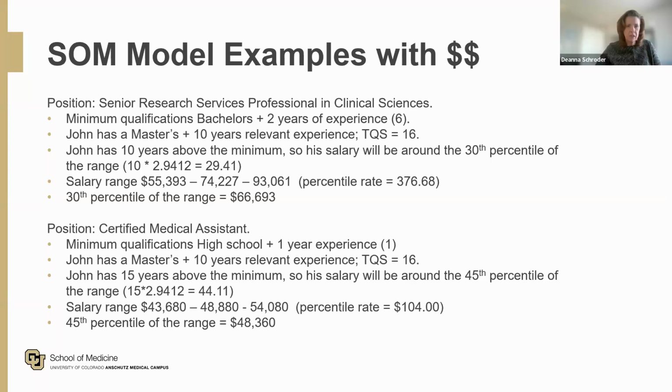Okay. And then how do you get the percentile rate again? You take the maximum of the range. So like in the first example here, 93,061, and you subtract 55,393 from that. So you get about 38,000. You get that number, 38,000, and you divide it by 100, so you get the 376.68 for the percentile rate. Forgot the divide by 100. Thanks, Lori. You're welcome.